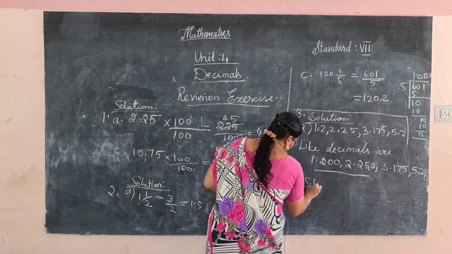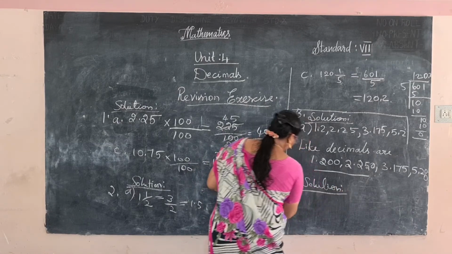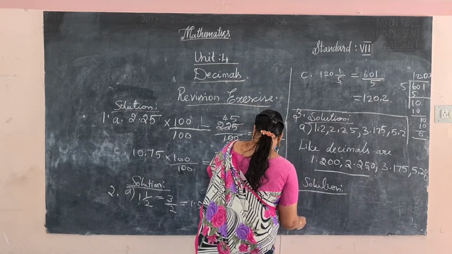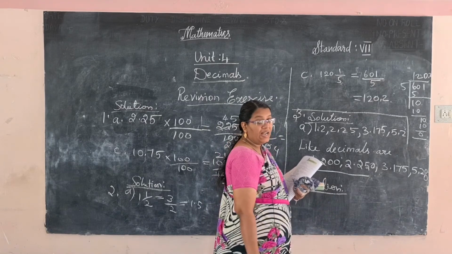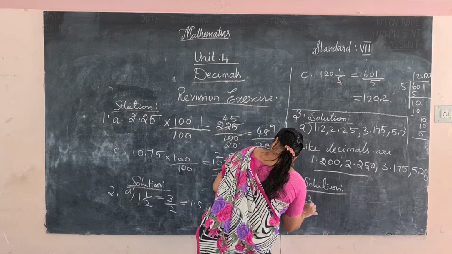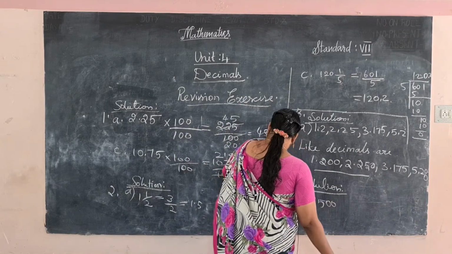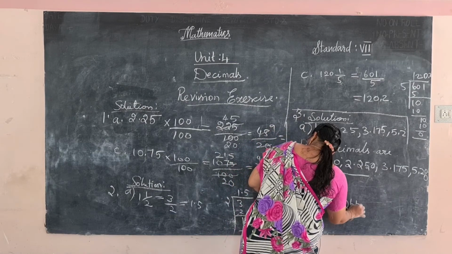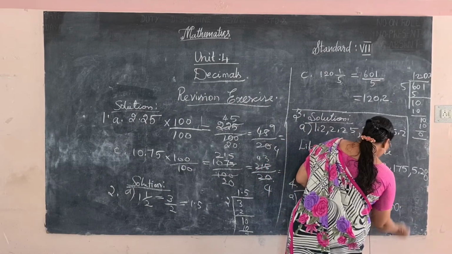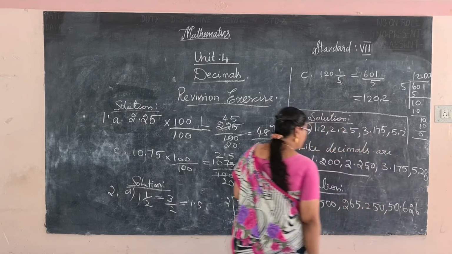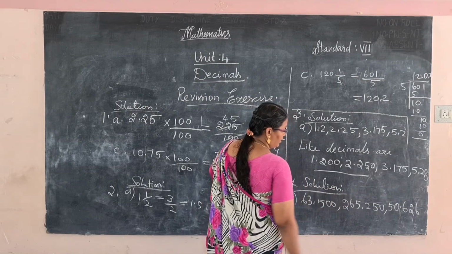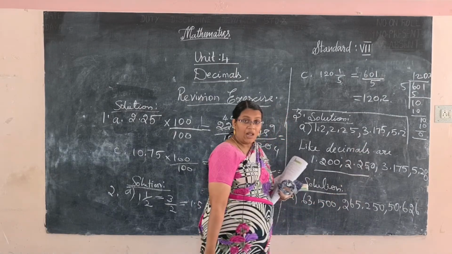Fourth, like decimals into unlike decimals. The fourth one is like decimals to unlike decimals. So first one, 63.500, 265.250, and then 50.626. So convert them to unlike decimals. So remove the zeros in the decimal part.